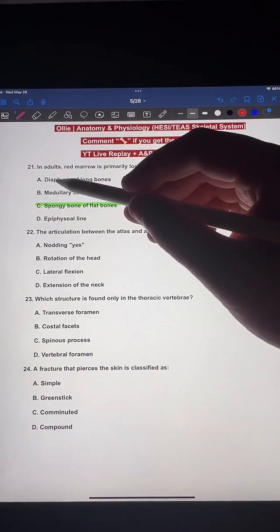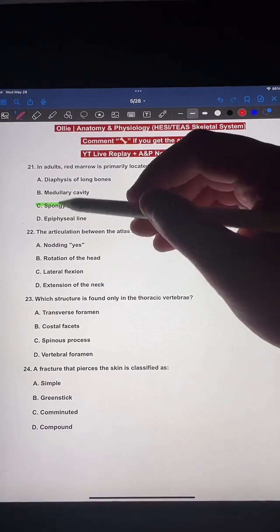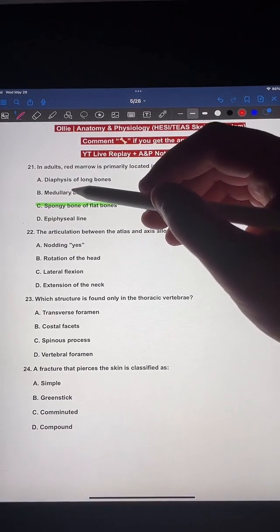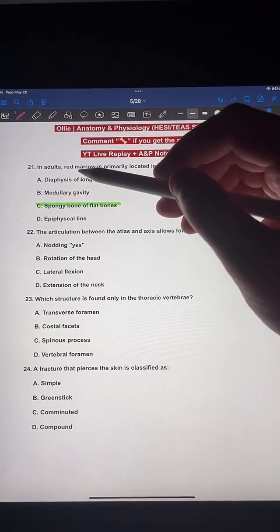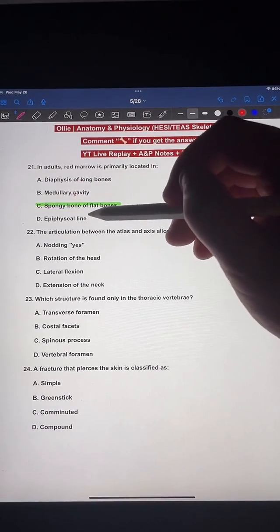The diaphysis, that mostly contains yellow marrow. The medullary cavity is what houses that yellow marrow in the diaphysis of long bones. The epiphyseal line is our growth plate.